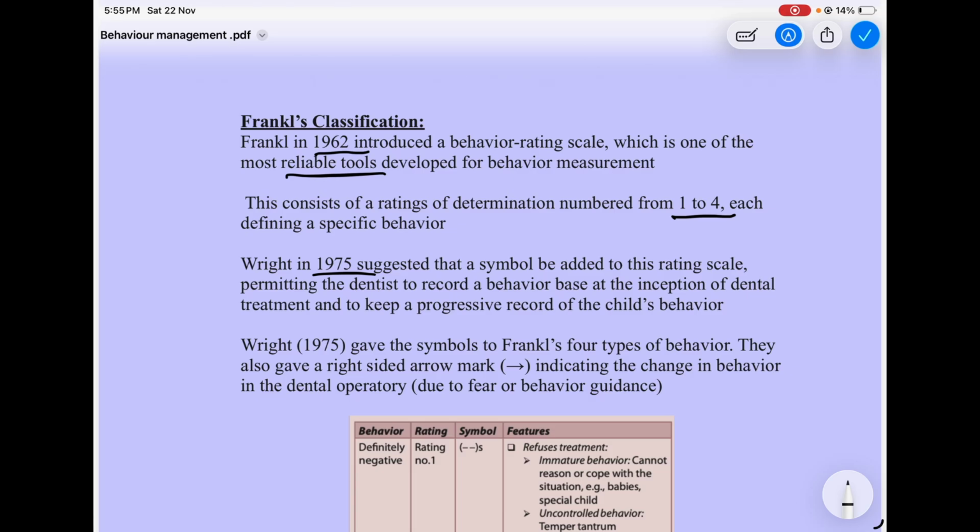And then he gave the symbol to Frankel's four types of behavior, and they also gave a right sided arrow mark indicating the change in the behavior in dental operatory due to fear or behavior guidance.